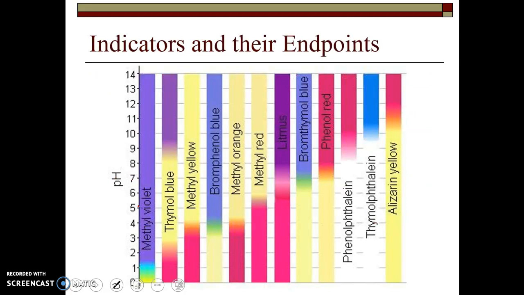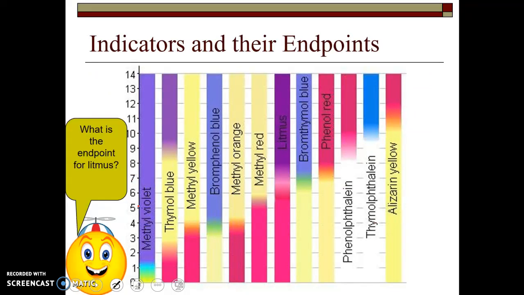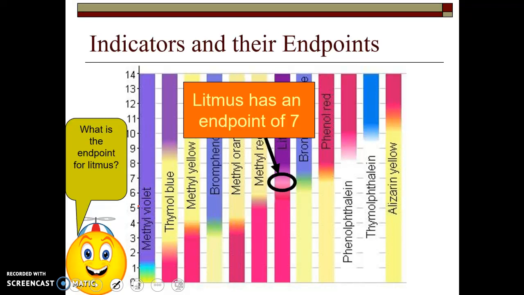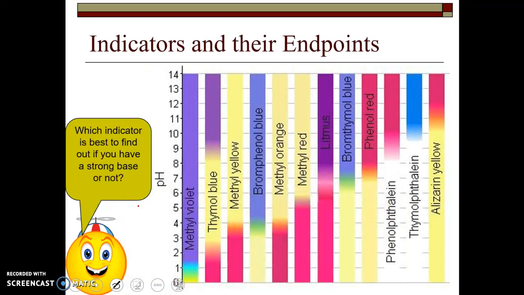We've seen this chart of some common indicators before. We see they all change at different pH levels. For example, litmus paper, we've already talked about the fact that it has an endpoint at 7. So it is really good to know if something is an acid or a base, or if it's been neutralized or not.